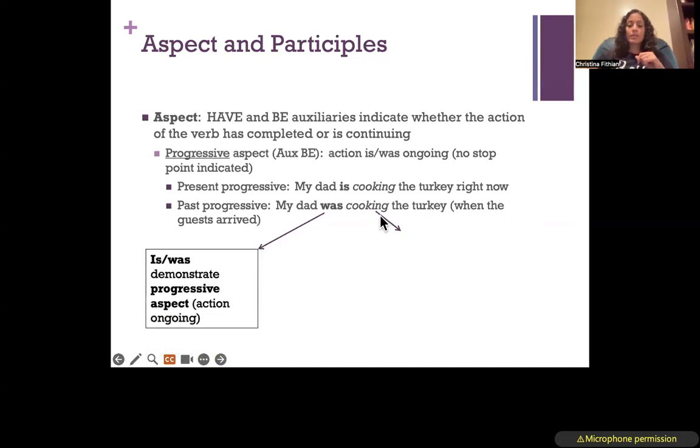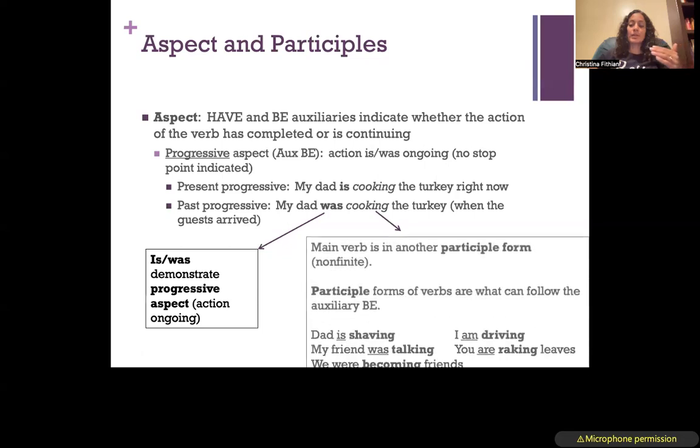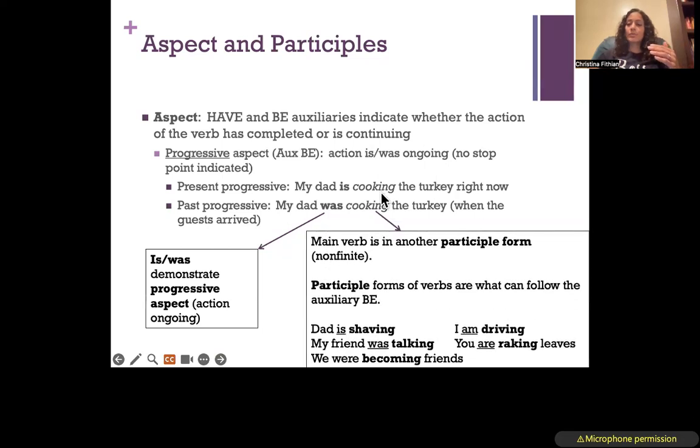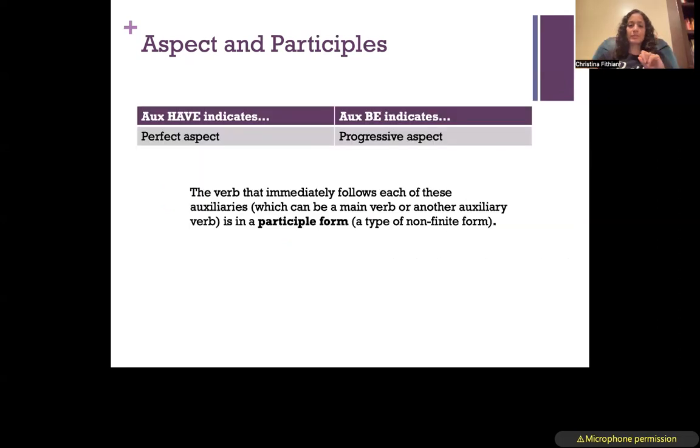So once again, we get some version of be, and that demonstrates progressive aspect. That is, that the action is ongoing. And then you get this verb with ing. This is yet another participle form, another non-finite form of the verb cook. So again, I'm being very vague about the name of these participles because the names are a little bit confusing.